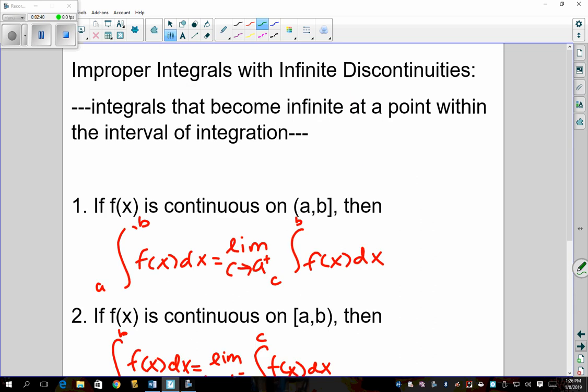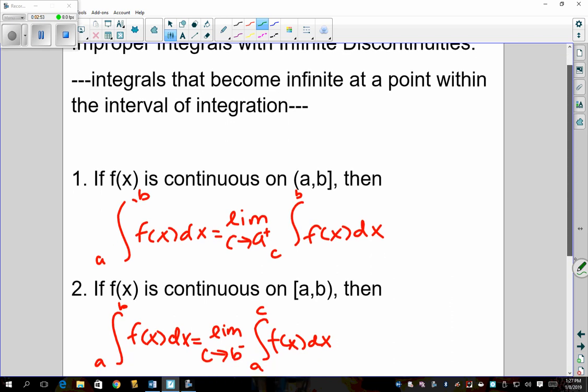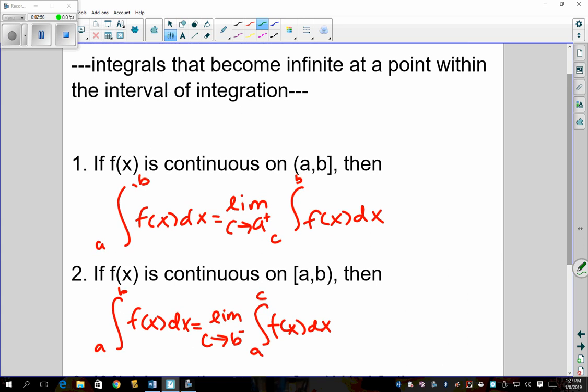Improper integrals with infinite discontinuities. These are integrals that become infinite or discontinuous at a point within the interval of integration. So they have some kind of discontinuity, like an asymptote, that would make them infinite if we tried to integrate them regularly. So we have a few rules, just like we did before. If f of x is continuous on a to b, where b is included in the interval, but a is not.